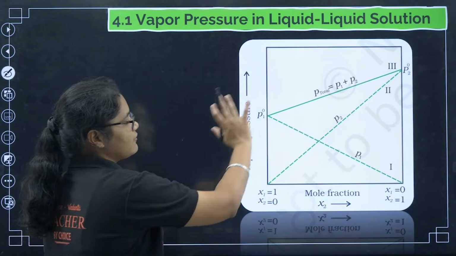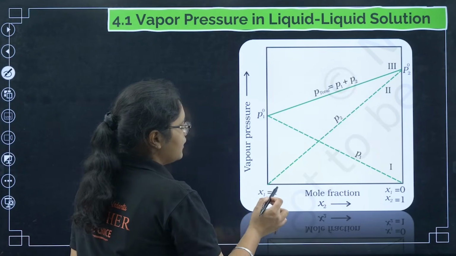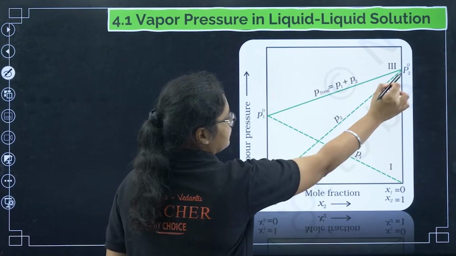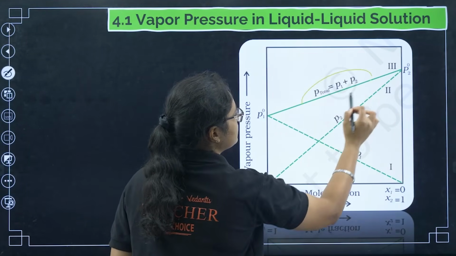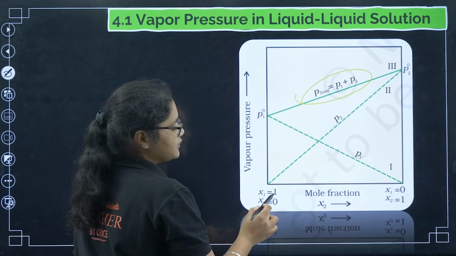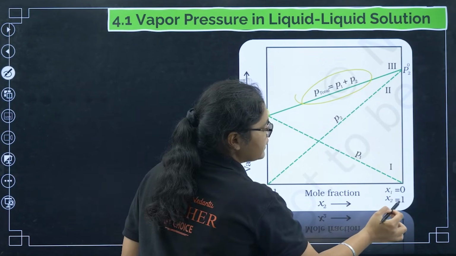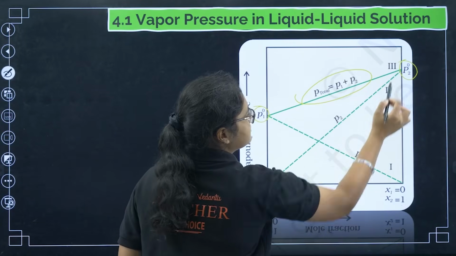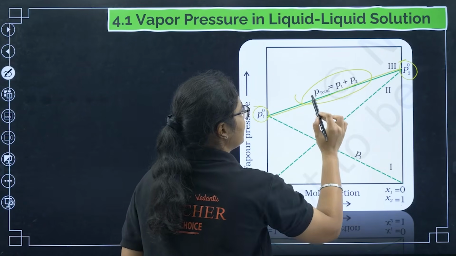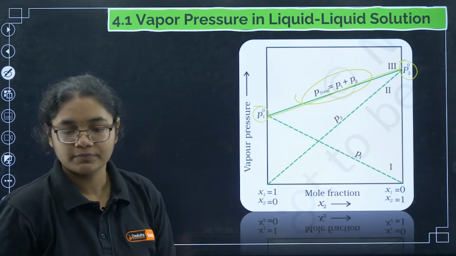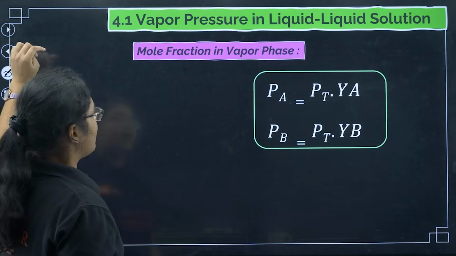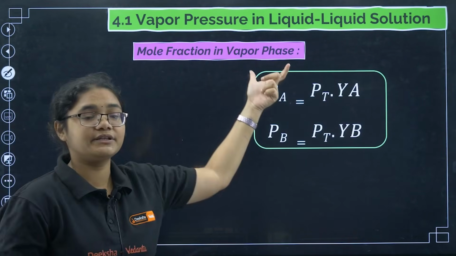So you can see this is the graph of an ideal solution. You have a mole fraction of x1 here, and this is the total pressure. When x1 is equal to 1, it means there is no 2 present, and the pressure is P naught 1. When there is only 2 present and no 1 present, the pressure is P naught 2. Now here you can join a line that is equal to P1 plus P2. Clear?